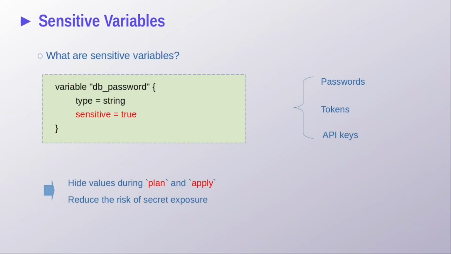Sensitive variable. Some values must be protected. For example, password, token, API keys. Terraform will hide the value in plan, and hide the value in apply. Important warning. Sensitive values are still stored in the state file. So you must combine this with remote state, encryption, and access control. Sensitive does not mean invisible. It means handle with care.